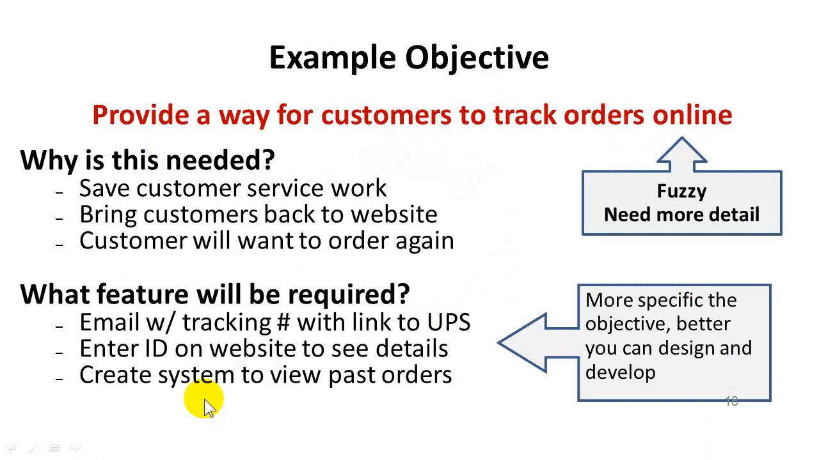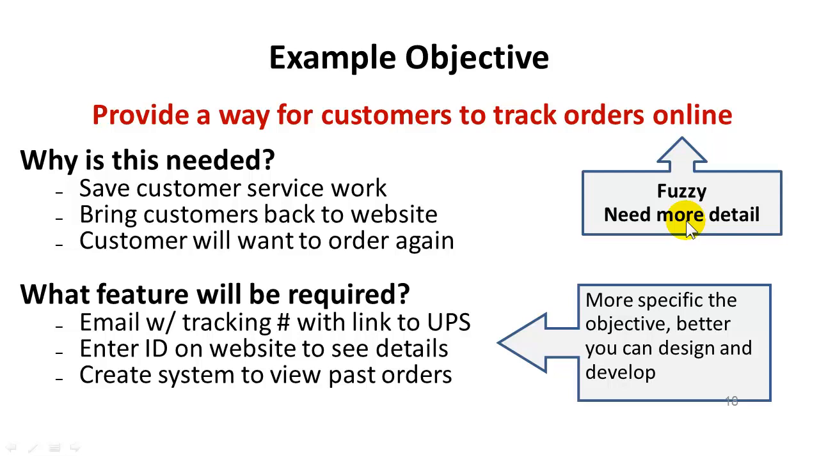Alright, so let's talk about some examples here to get a better understanding of what we mean when we talk about goals and objectives. Supposing we said we need to provide a way for customers to track orders online. This is an objective for creating some kind of application, but it's not very specific. I mean, it's a good start. It's more general, but this is where we start narrowing down things.